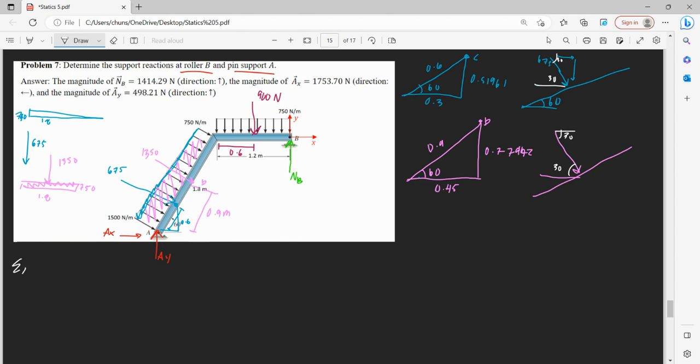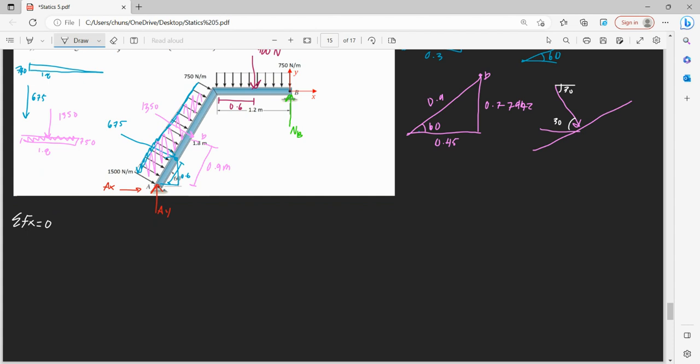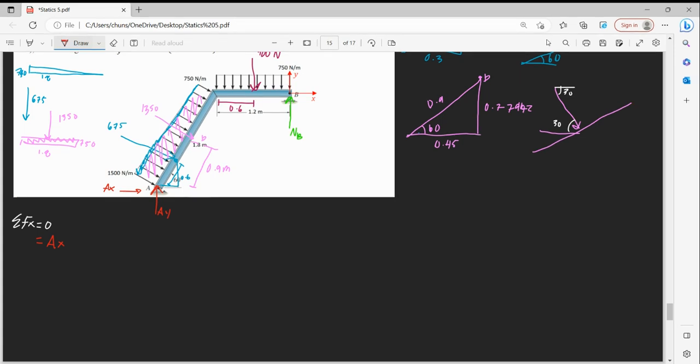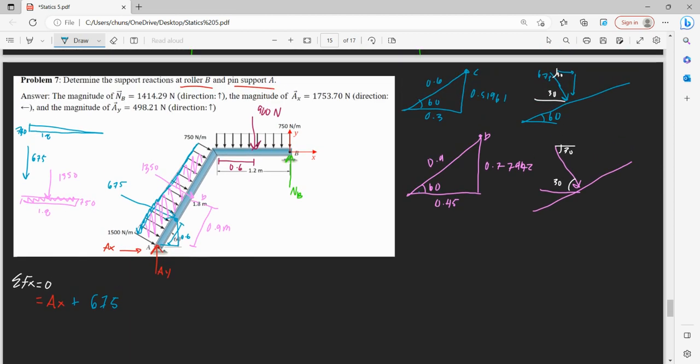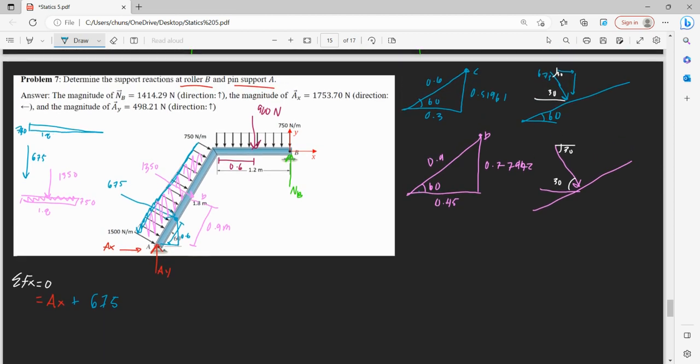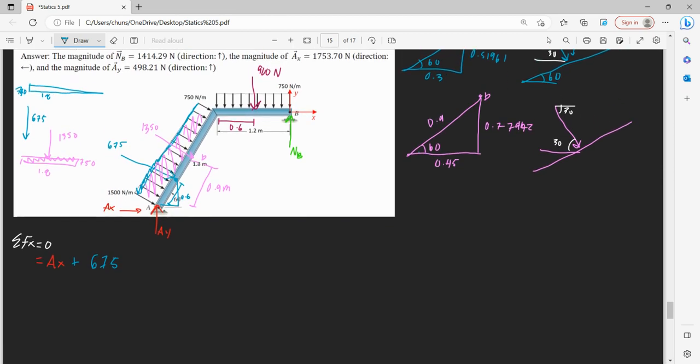So let's start out our equations. So we have AX, and we have our x and y components of our diagonal forces. So these are both in the positive direction, so 675, and that is cos 30.